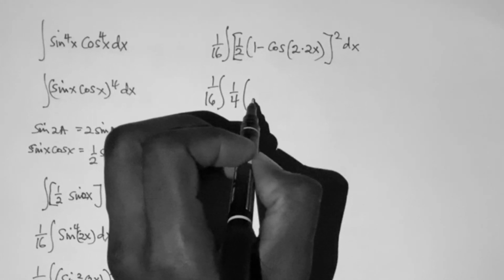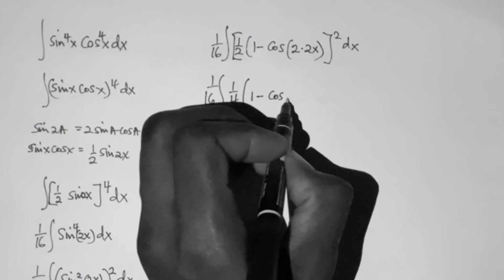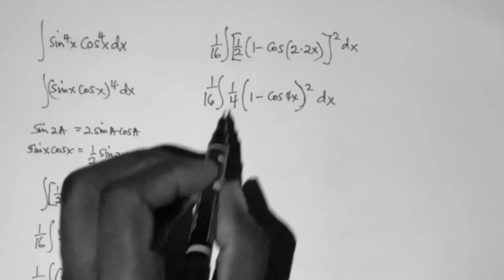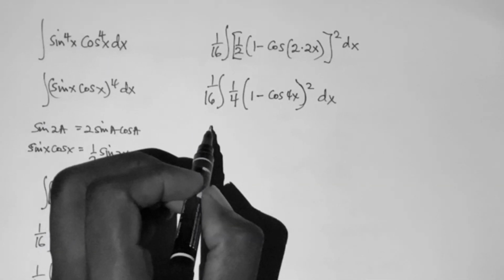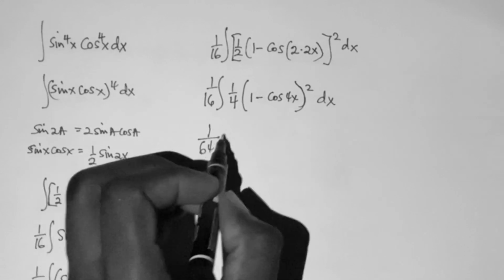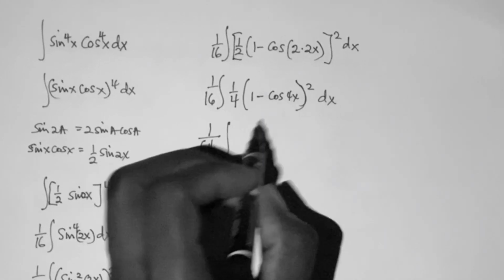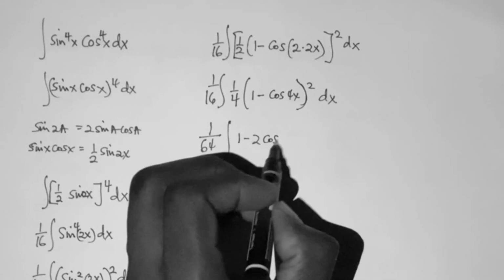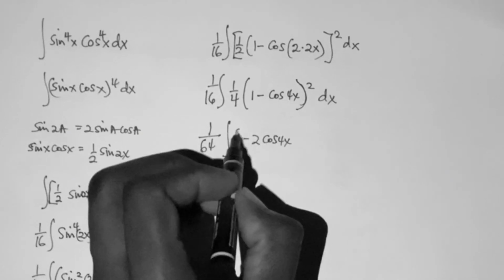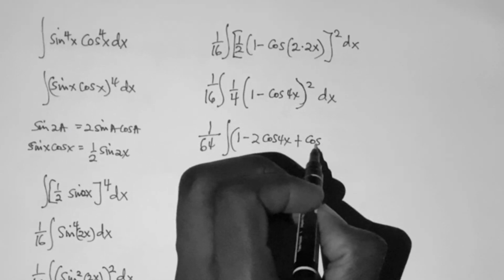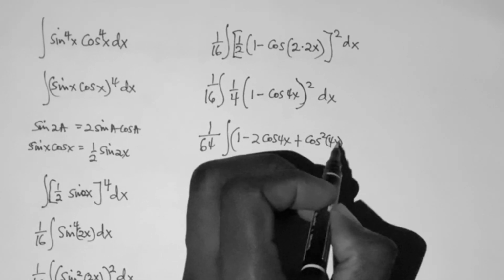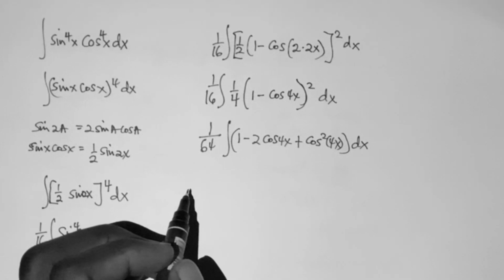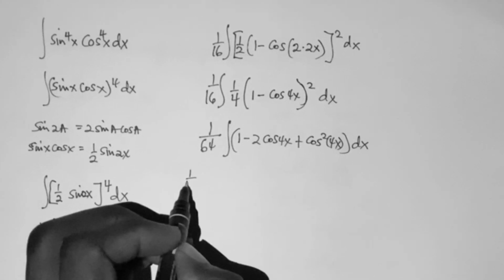Now this will become the integral of (1 minus cos 4x) all squared dx. So 1 over 16 times 1 over 4 will give us 1 over 64. Then times the integral of, if we expand this, 1 squared is 1, then minus 2 cos 4x, and then plus cos squared 4x, then dx. So we can then break this integral into smaller integrals.